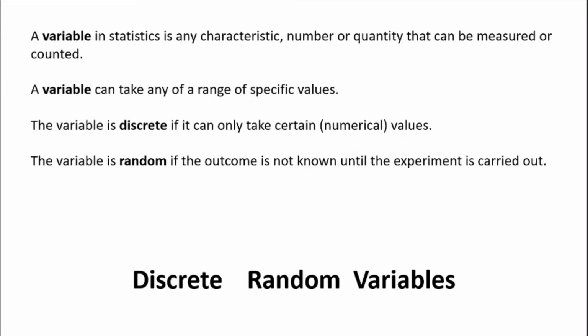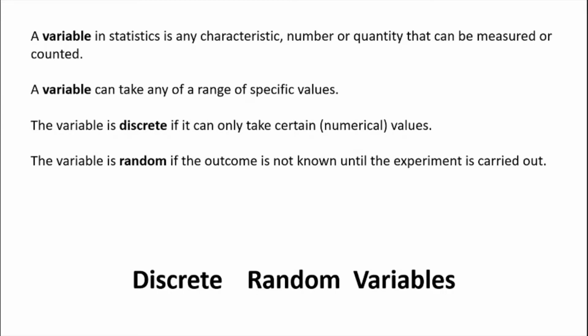Discrete random variables are what we're going to be looking at. Sometimes we'll just look at random variables which don't have numerical outcomes, but mostly we're going to focus in on the discrete random variables. Discrete because it can only take numerical values, random because the outcome is not already known, and a variable because it's a characteristic or a quantity that we're measuring. And you'll see how this plays through as we go through.